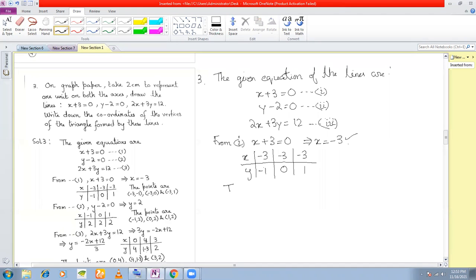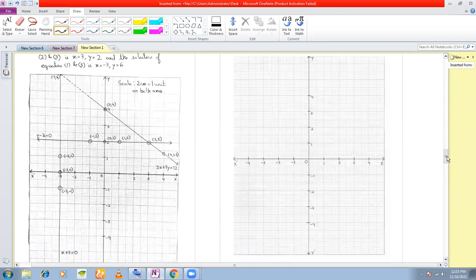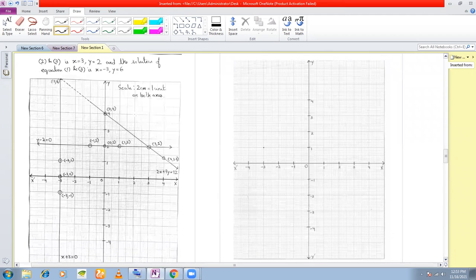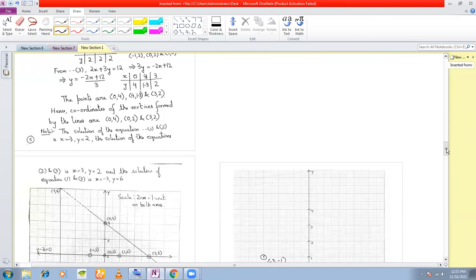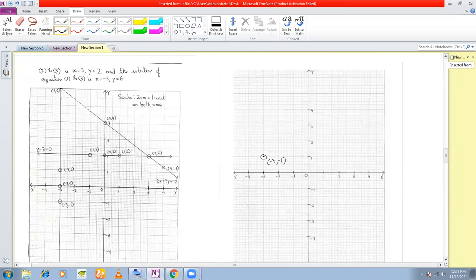Yes, sir. So what are the coordinates? Coordinates are first coordinate minus 3, minus 1. Next coordinate minus 3, 0. And next coordinate minus 3, 1. So these three are the coordinates which we are going to plot. So let's plot first one, minus 3, minus 1 here. Minus 3, minus 1 is this point here. Okay. So I have minus 3, minus 1. Next point, minus 3, 0. Minus 3, 0 is this point.